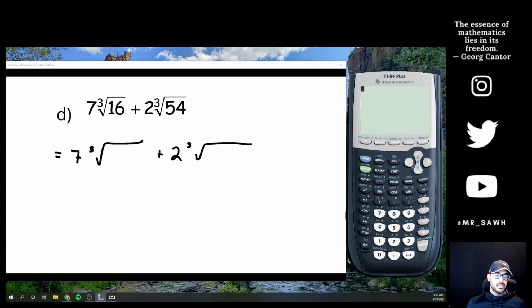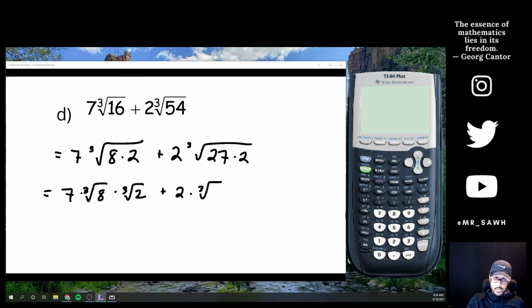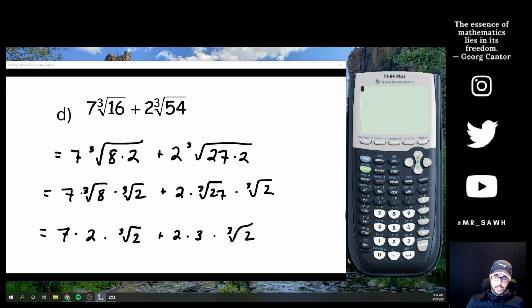So think about 16, and you can do 8 multiplied with 2, 8's a perfect cube. For 54, you can do 27 times 2. So if you split that root sign up, and remember it's a cube root, so you should keep that index in that root sign, because if you don't, well, it doesn't say cube root anymore, it says square root. Okay, so just like we did before for square roots, no different. Simplify what you can. So the cube root of 8 is going to be 2. And I can't take the cube root of 2, so it stays. Cube root of 27 is 3, and again, you can't cube root 2, so it stays.